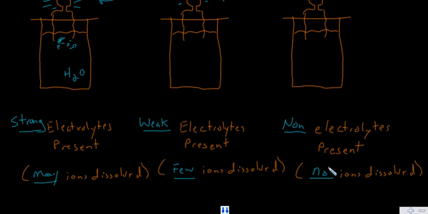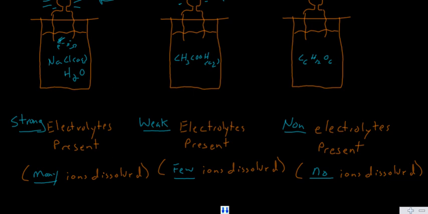So what are some examples of things that would be strong electrolytes? Well, one good example is sodium chloride. If you dissolve that in water, it will conduct electricity well. A weak electrolyte might be, say, acetic acid, a weak acid. And a non-electrolyte might be, say, glucose or a variety of alcohols such as ethanol or methanol.